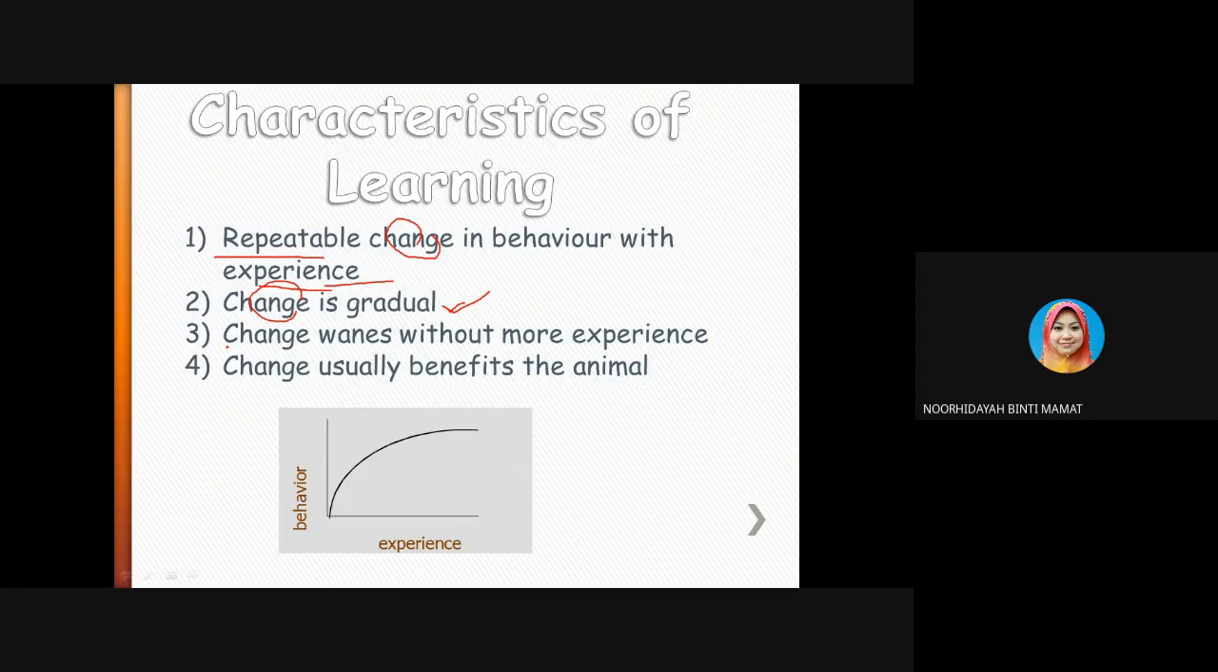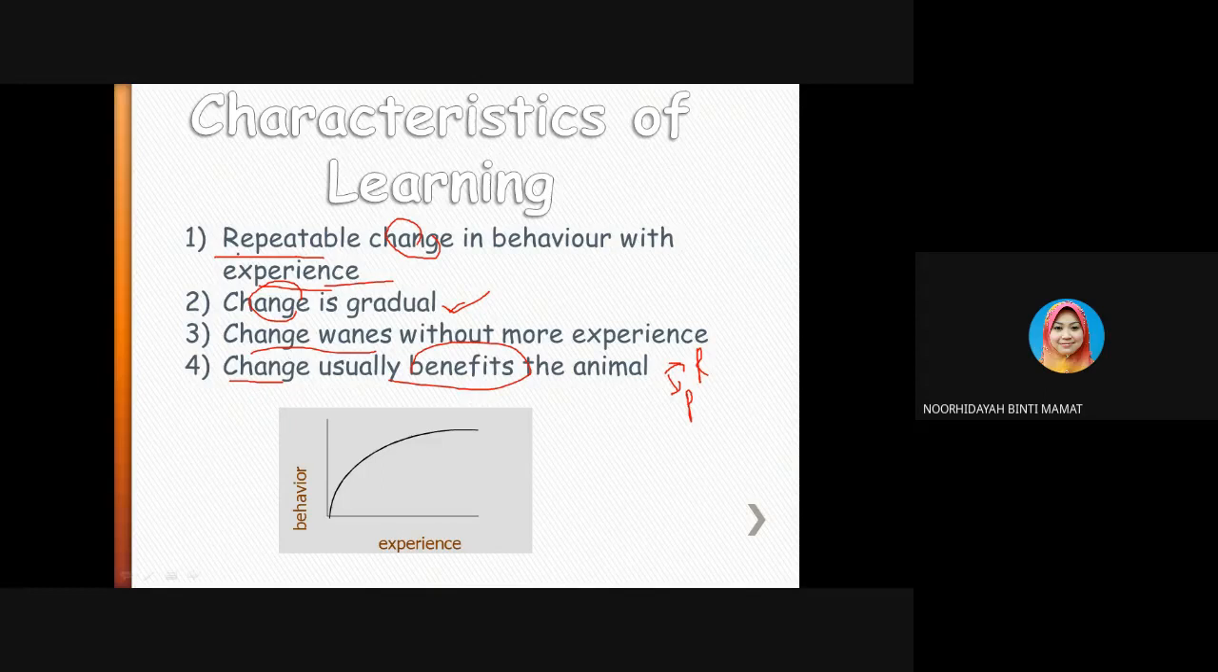And the third characteristic of learning is that change goes away without more experience, which means the animals eliminate or decrease the behavior that they do not need. Later on we will see examples of this characteristic. And the fourth characteristic of learning is that change usually benefits the animals. Either they can get the rewards, or they can reduce the penalty. Later on you'll see the example of this characteristic.